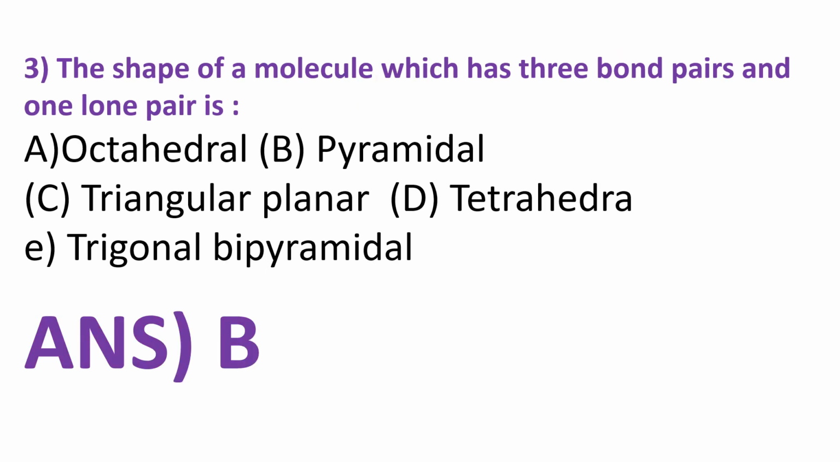Next question, the shape of a molecule which has three bond pairs and one lone pair. Right answer is pyramidal. Naturally, you know that NH3 or PH3 or PCl3 molecules contain three bond pairs and one lone pair. So right answer is B.